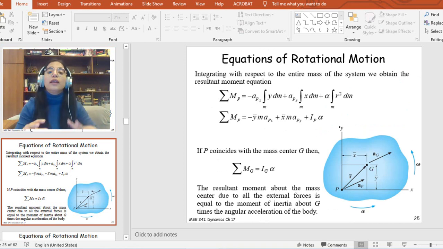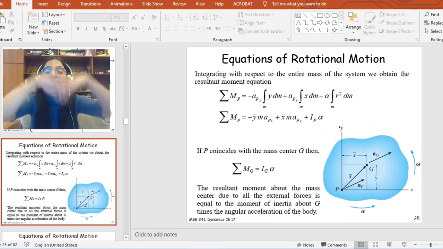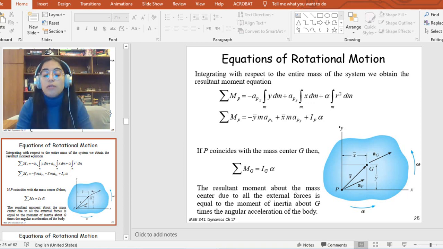Now, if I want to find the moment for the entire mass of the system, I'm going to sum the resultant moment for each dm, as well as integrate over this dm. So what I'm going to have is that the sum of M_P is equal to minus a_Px integration of y dm plus a_Py integration of x dm plus alpha integration of r squared dm. So let's start with this term here. What is the integration of r squared dm? This will be I_P.